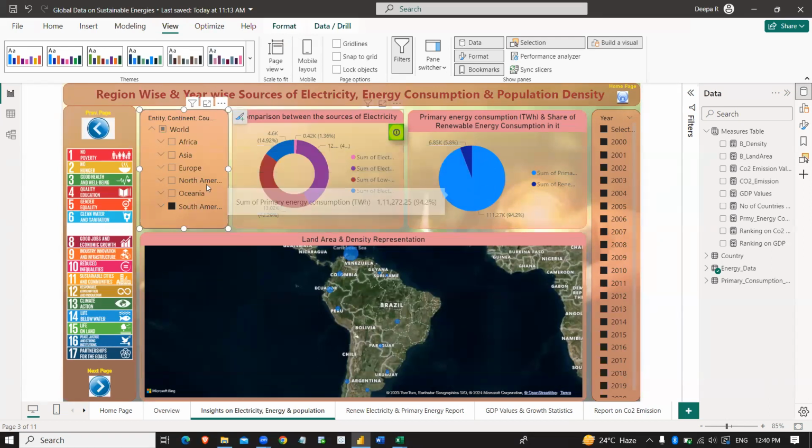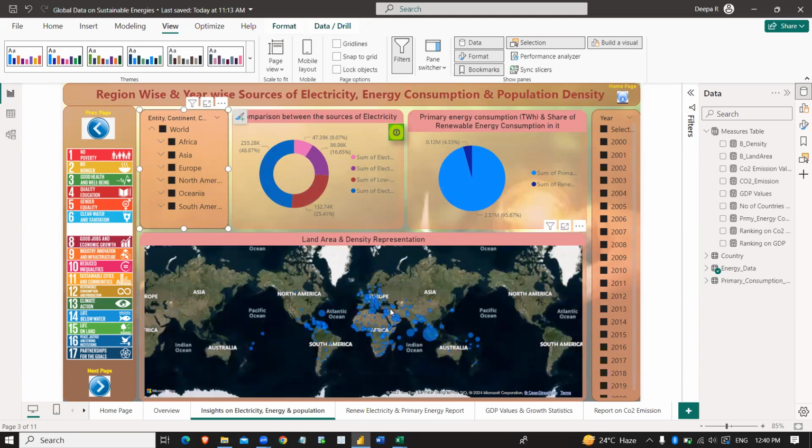And here this particular map visual is showing the population density. Earlier, what was happening? The population was less, and the resources were more and we were able to meet the requirements. But as time is passing, the population is growing and we are not able to meet the demands. So we need to control the population also. Now let's move on to the next page.